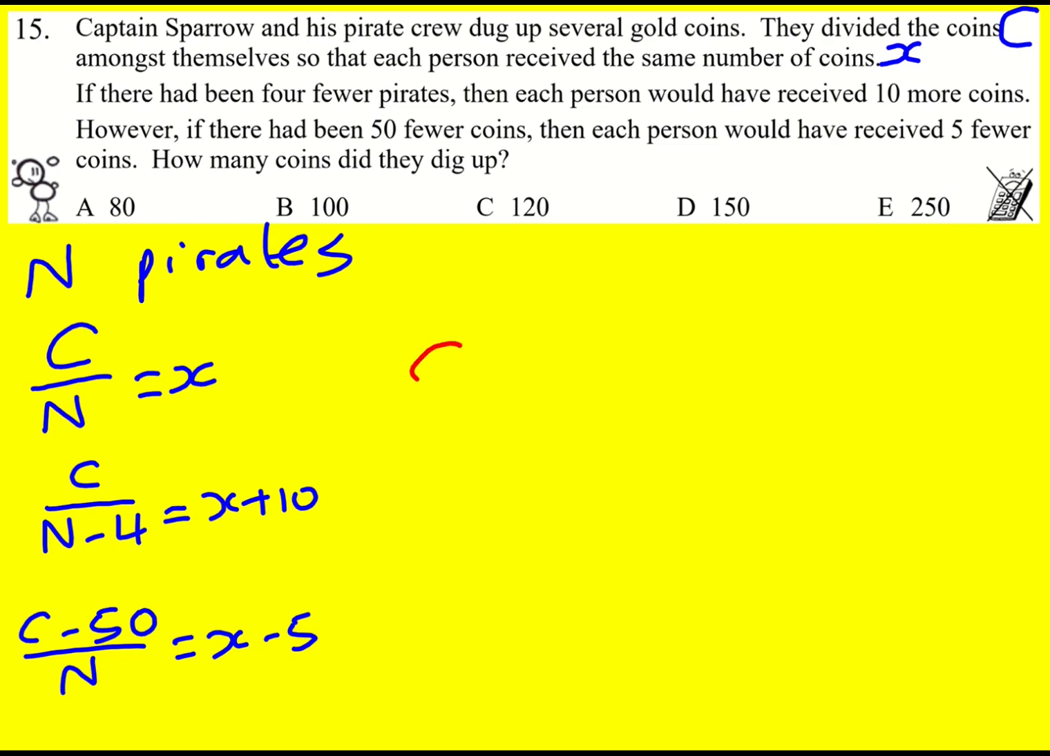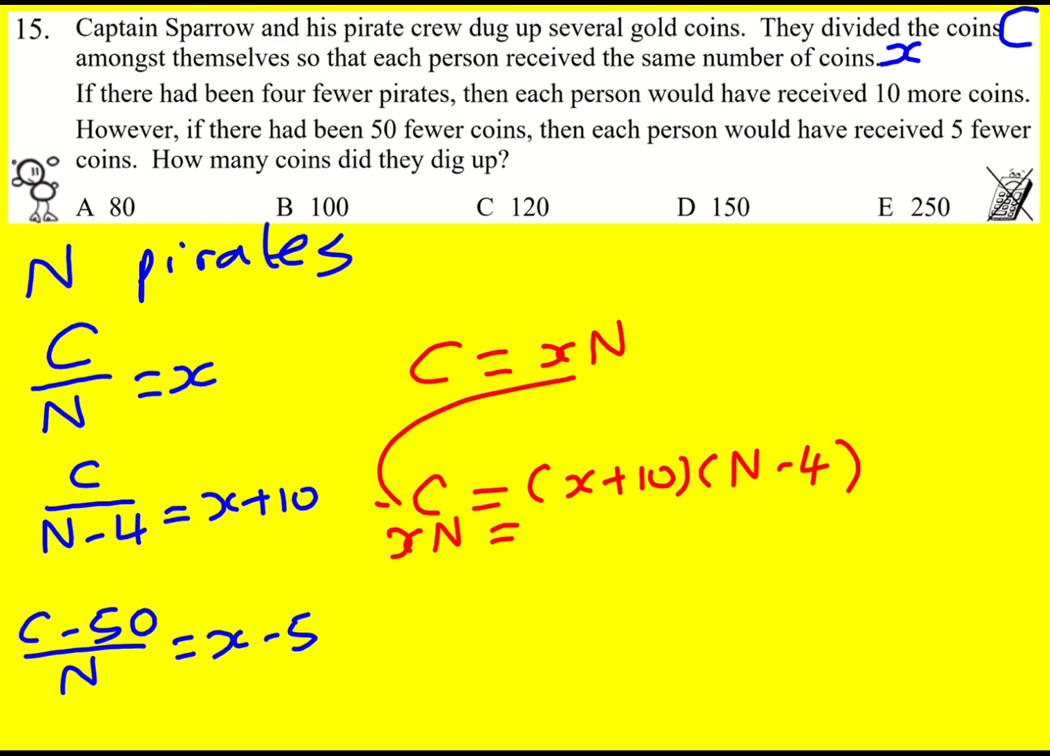So I can write down that capital C is equal to xn from this one. And in this one, I can write down that it's going to be x plus 10 times n minus 4. Now, before I do anything with the third equation, it feels a good idea to just sort out the first two. So I can replace c by xn, they're the same.